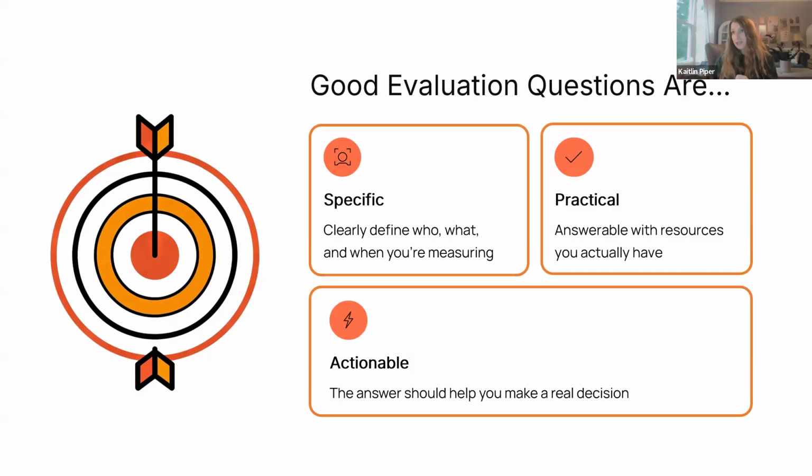Second, you want them to be practical. The questions should be answerable with the resources that you actually have. Most of us don't have unlimited time, staff, or funding, so it's really important to choose questions that are realistic to answer. And then finally, the questions are actionable. The answers should help you actually make a decision. If you learn that the participants are dropping out because of transportation challenges, this is information that you can then use to improve the program later down the line. So really think about, are my evaluation questions specific, practical, and actionable?